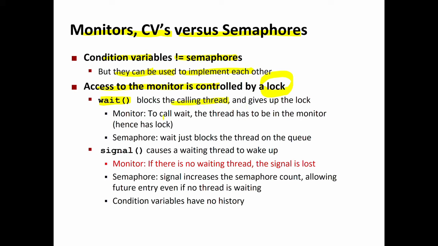In the monitor, to call a wait, the reader has to be in the monitor and hold the lock. In the semaphore, the wait just blocks the thread on the queue. Now, in the signal case, it causes a waiting thread to wake up. Here is the main difference, and this is very, very important. In the monitor case, if there is no waiting thread, the signal is lost.